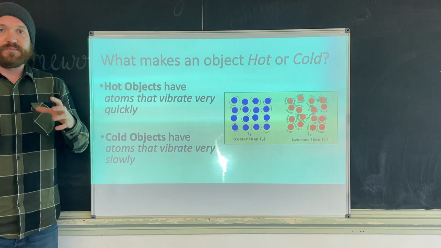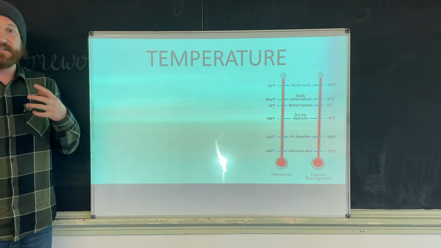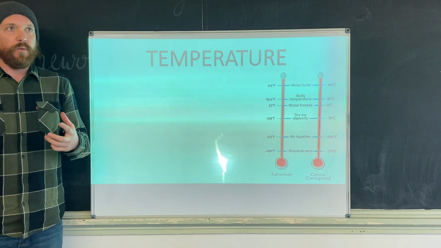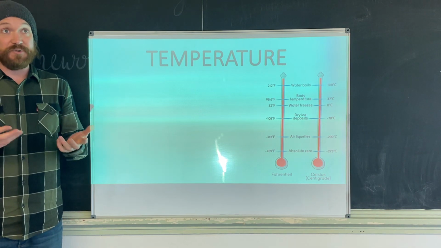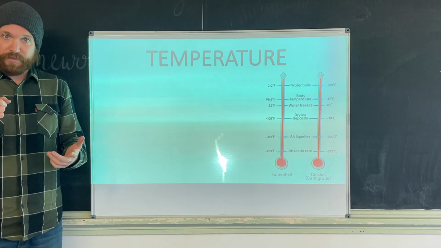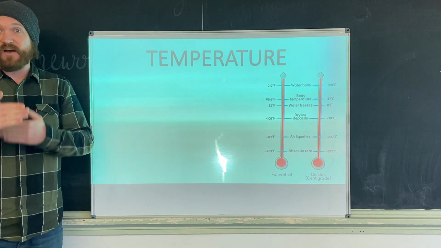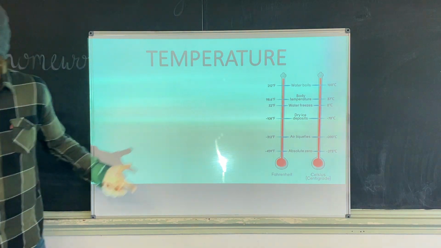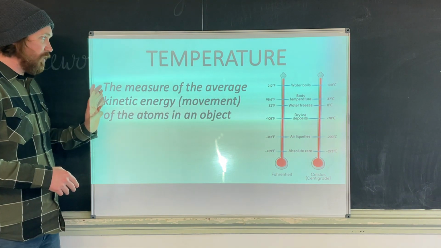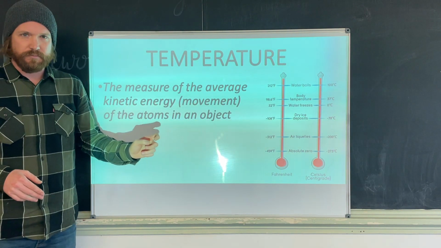All right. So to talk about heat and temperature, the place we're going to start is actually with talking about temperature. Now, what is the temperature of an object? Well, you could probably easily say the temperature of an object is how hot or cold something is, and you'd be correct. But we're going to take it a step further and apply our new definitions of hot and cold to this definition, and what that gives us is that temperature is the measure of the average kinetic energy of the atoms in an object.